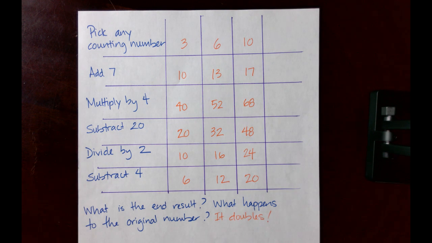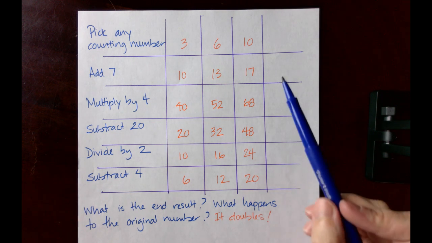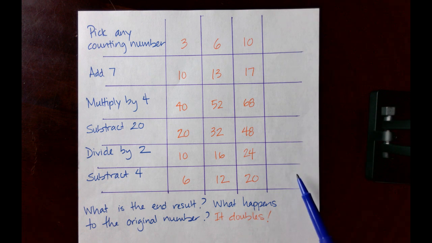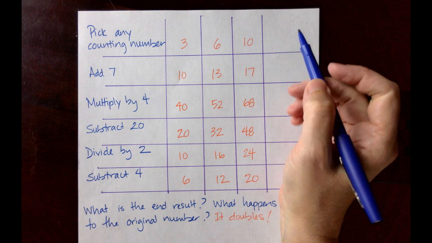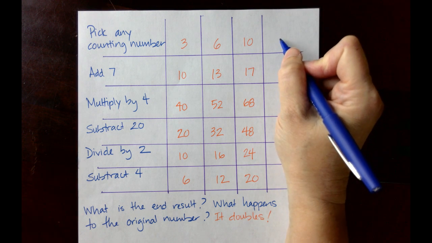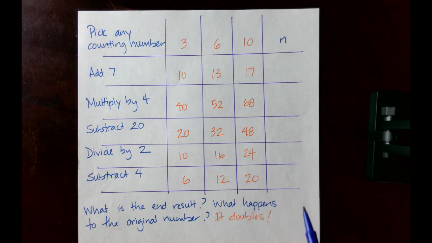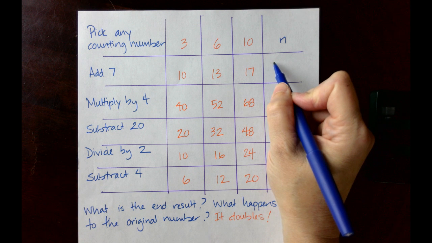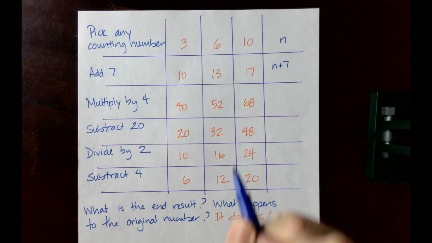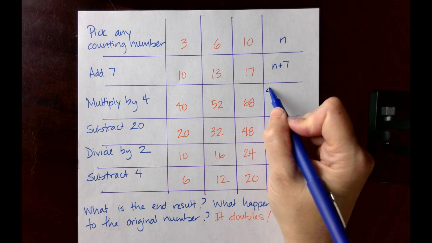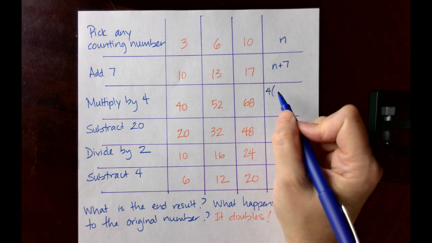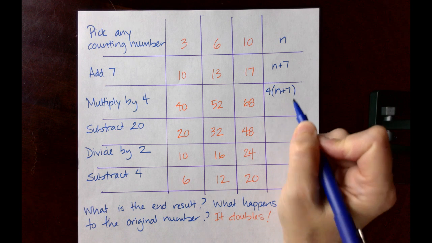To prove this, we can come through and do all of the work algebraically and see what happens. When we pick any counting number algebraically, we would pick something like n or x. I'm going to use n, and then add 7, means we would write n plus 7. Multiply that quantity by 4, so 4 times the quantity n plus 7.